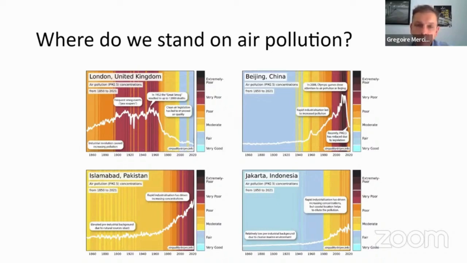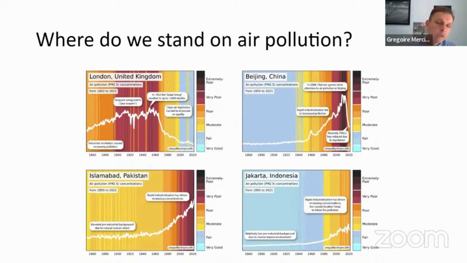Then if you consider Beijing, the picture is very different because the increase in air pollution started much later in time. It actually started in the 1950s. And then they reached the peak very recently, like 5 to 10 years ago, a very high peak, higher than in London. But then again, successful policies are currently being implemented, and you can see a dramatic reduction, at least in the concentration of particulate matter.